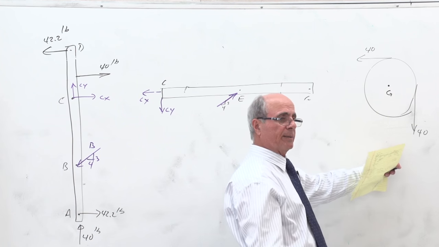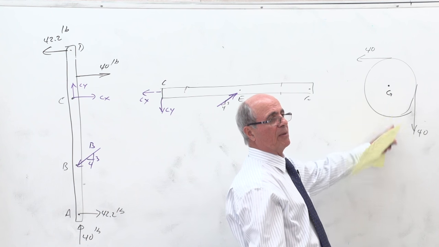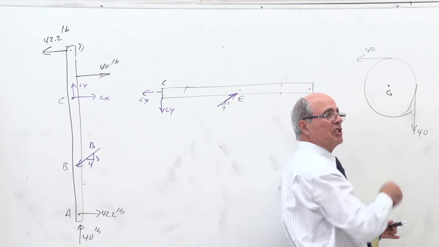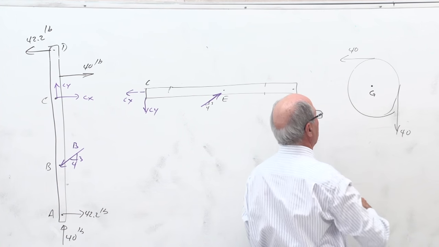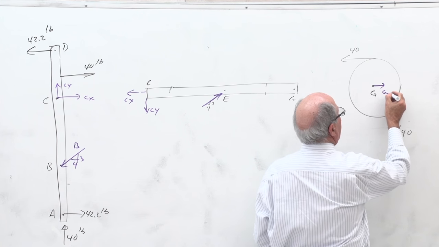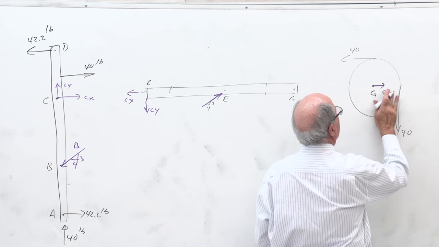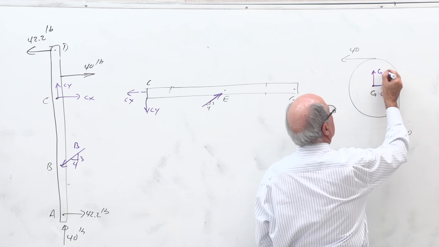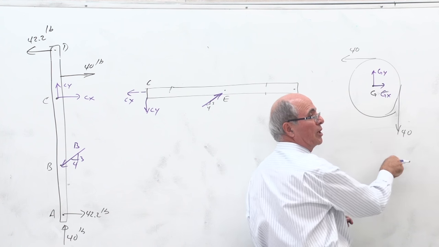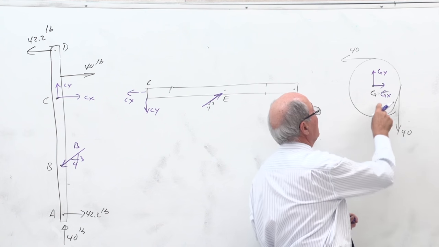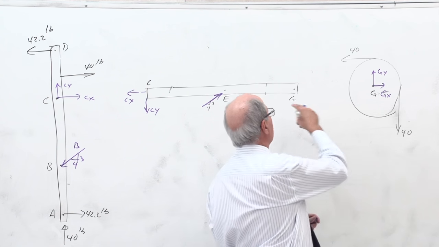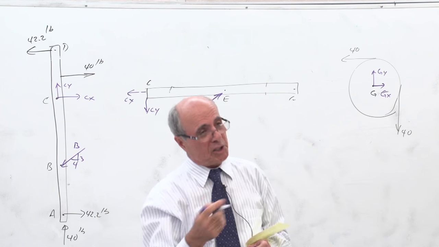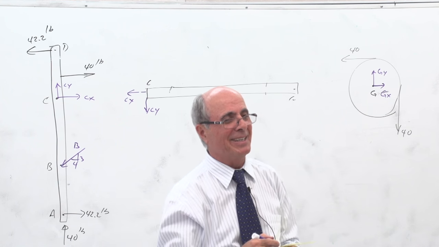Now we go to here. Is this in equilibrium the way I have drawn it? No. Of course not, because I have not put anything at G. Is that correct? At G, I have to put what? GX and GY. What's the value of GY? Look at it. 40. What's the value of GX? 40. What should I put on this G? Equal and opposite.